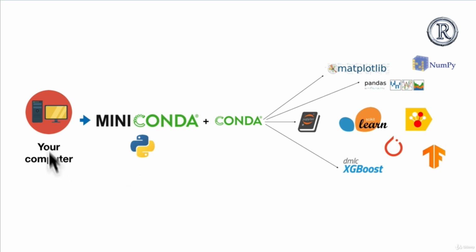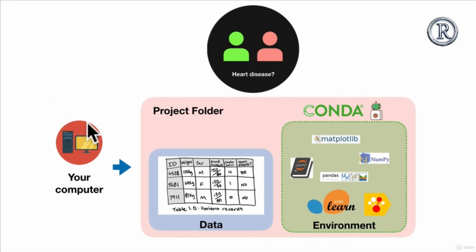Now, first of all, we have your computer. What we're going to do is download Conda, and then use Conda to create an environment which contains some of these tools. So this is what we'll do. We'll download Conda, create a project folder, and then create an example environment like this. Because there are tools in here for data science and machine learning, we can use it for our future projects.